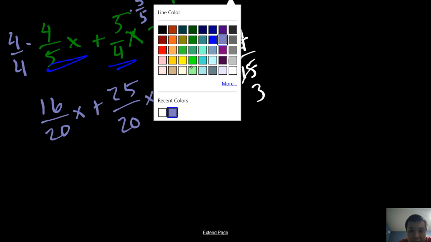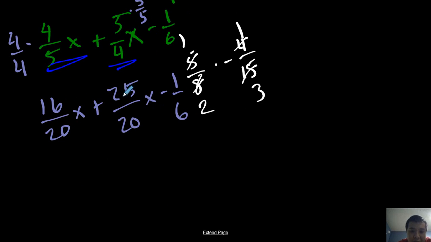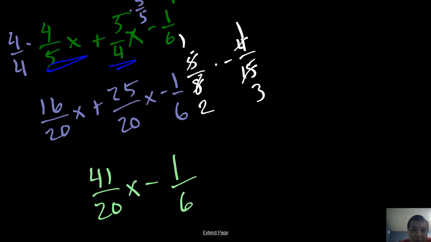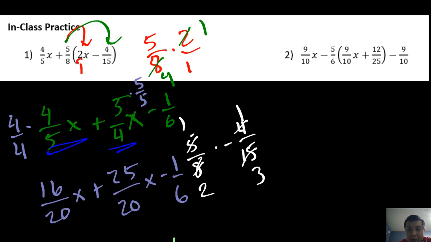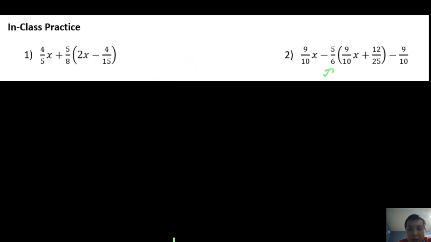Finally, we combine like terms. 16 plus 25, that is 41 over 20x minus 1/6. Over here, remember that this right here is a negative 5/6. Okay. I'm going to erase all this so we don't have that in our way. There we go. So we have to distribute that into the binomial right here. So negative 5/6. So both of these should be negatives.